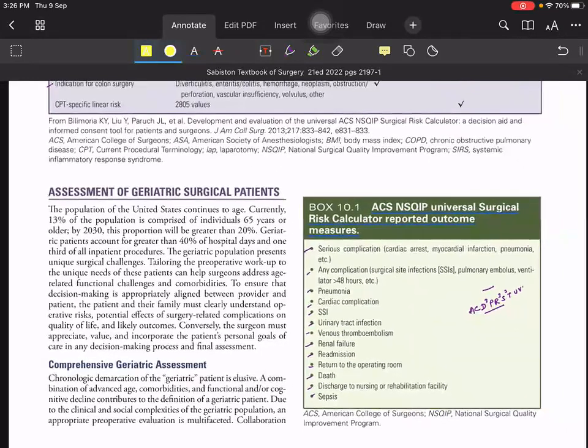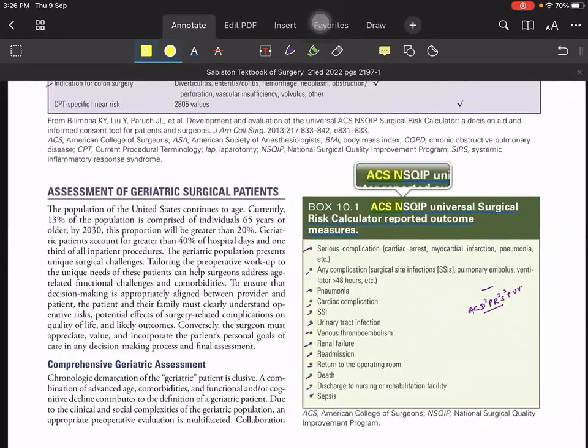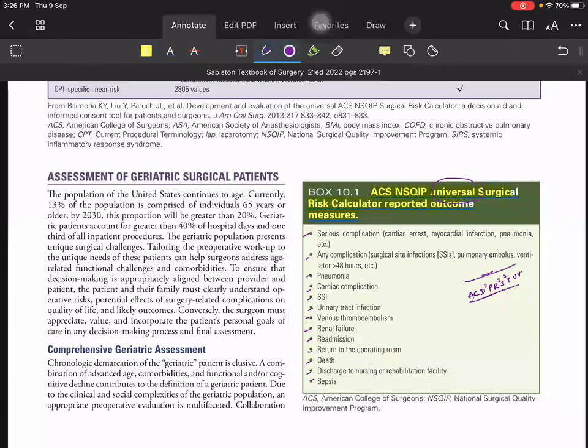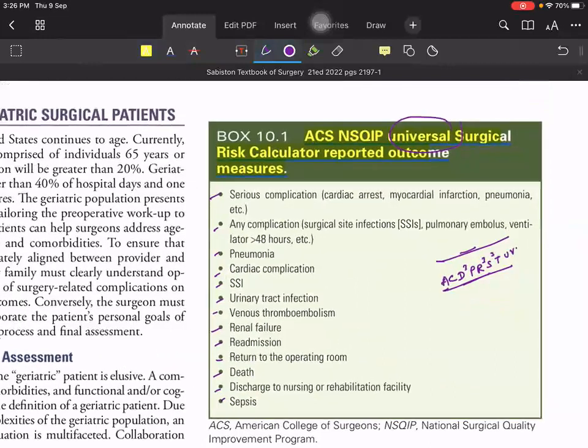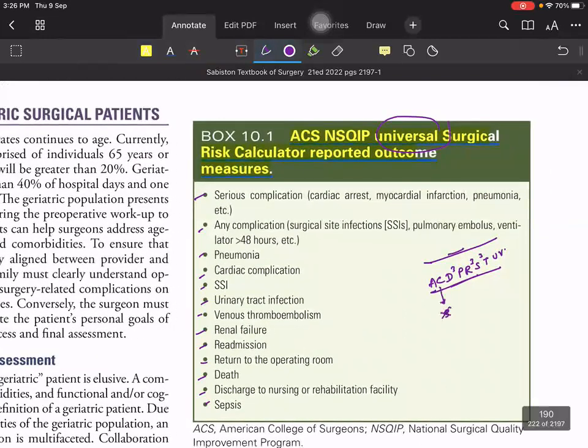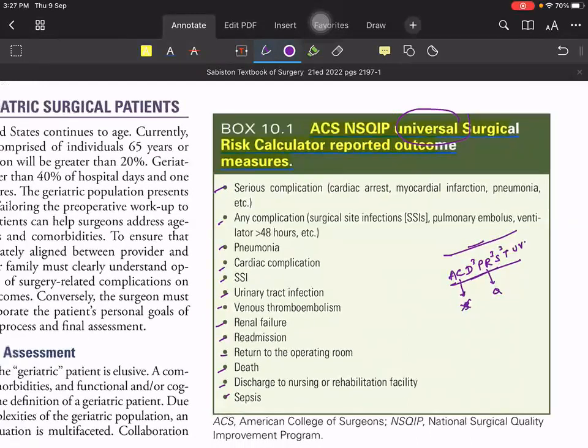Here comes another table: the ACS NSQIP Universal Surgical Risk Calculator reported outcome measures. They will ask what the reported outcome measures are. These are the universal surgical risk calculator reported outcomes. Here I put down a mnemonic. If feasible, you can remember it: ABCD, B2, PQ, RST, UV, D3, R3, S3.